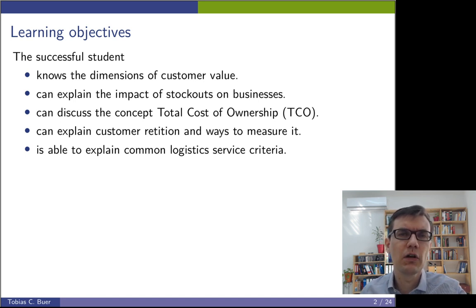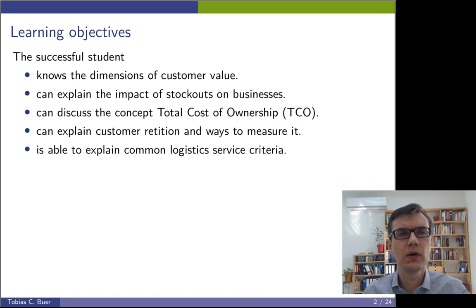These types of learning objectives are very similar. 4 objectives are related to being able to explain something. Explaining means you are able to explain the concepts you've learned to somebody who has not yet been exposed to these concepts. Knowing is a little bit simpler than explaining typically. So knowing means you can list or write down the dimensions of customer service.